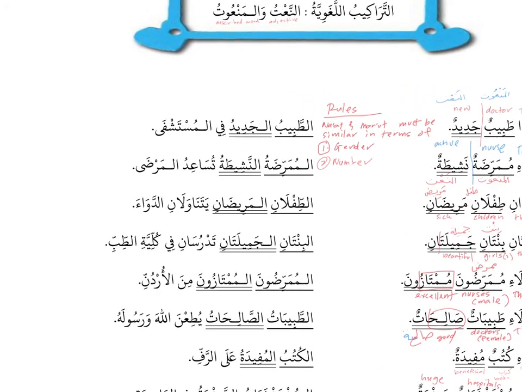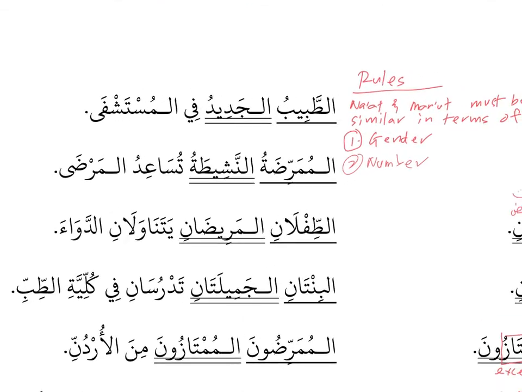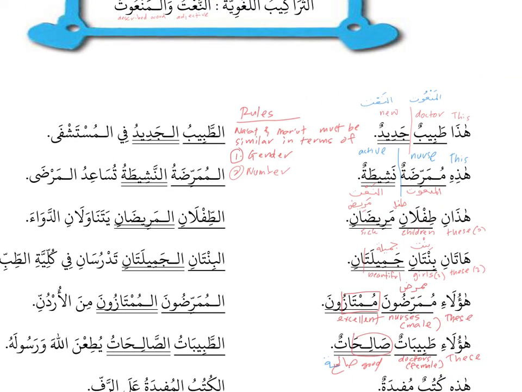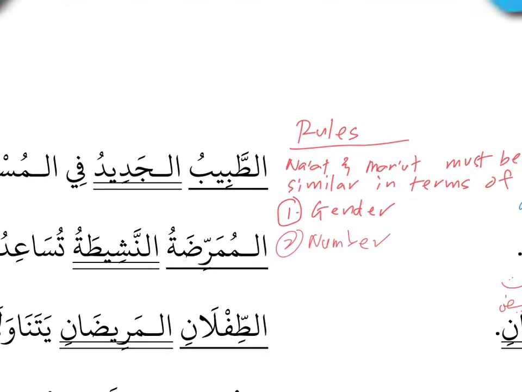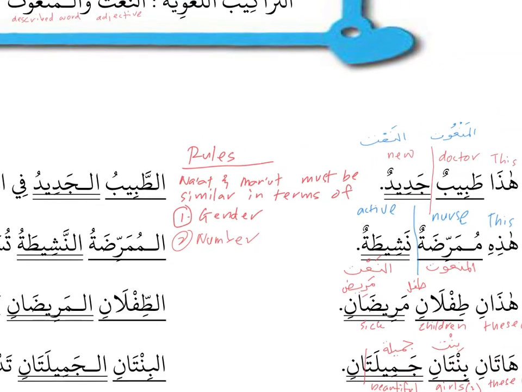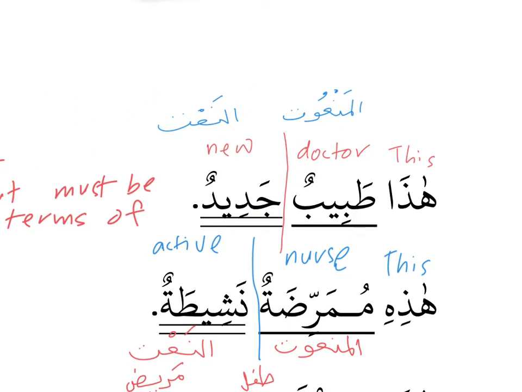Now for the third rule, let us look at these slides. This is basically the same na'at and man'ut that we have used before, but in a different structure. Let us look at the sentence. The first sentence is at-tabibul jadidu fil mustashfa. If you look at the word tabib in the second example, if you compare it to the first example, the word tabib here does not come with alif lam, because you want to say this is a doctor.